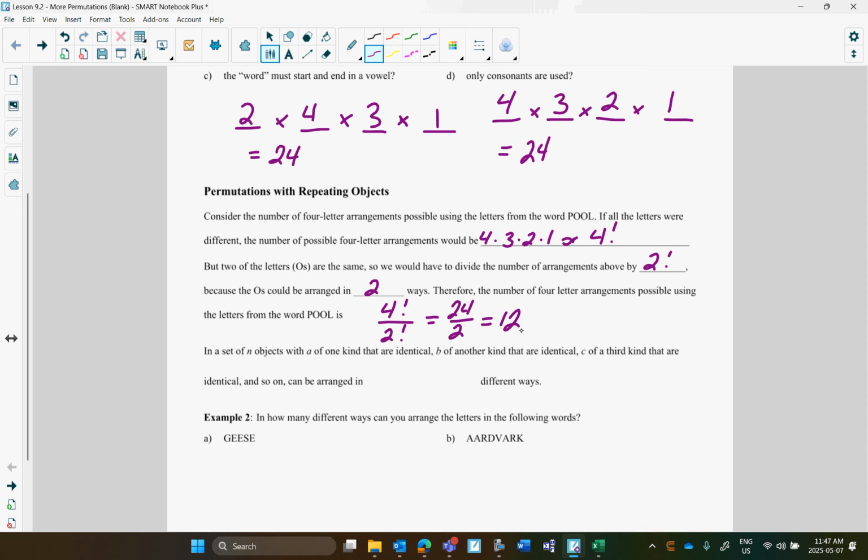What would happen if the word was poo with 3 O's? How many ways could you arrange 3 O's? Not 3 ways. Think of how many ways you can arrange 3 O's. 3 times 2 times 1, 6 ways.